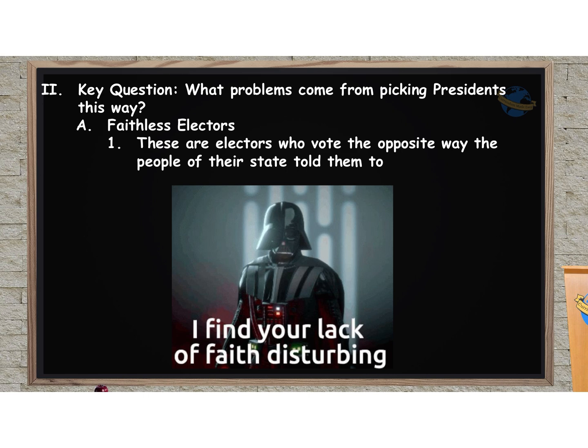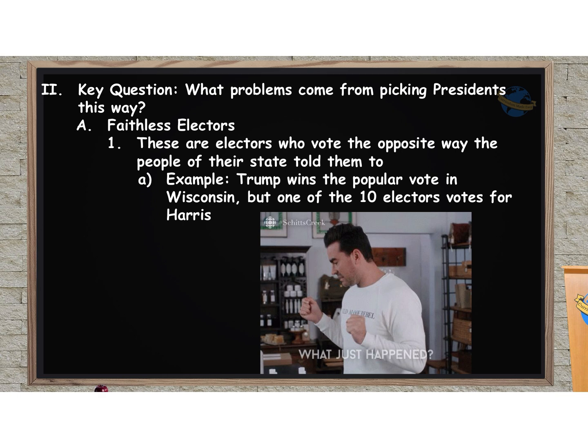So Wisconsin might say candidate A wins all 10 of our electoral votes, but one of those electors that are selected actually votes for candidate B in the Electoral College. We call that person a faithless elector. Right? So a more concrete example, let's say Trump wins the popular vote in Wisconsin, but one of those 10 electors voted for Kamala Harris. Again, that person who voted for Kamala Harris instead of Trump would be called faithless because they didn't vote the way the vote of the state told them to.